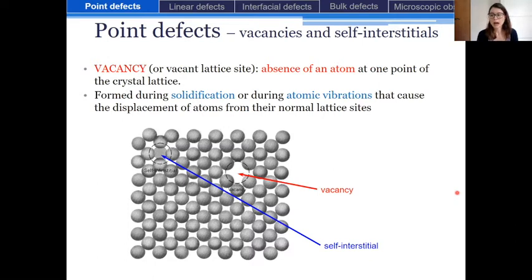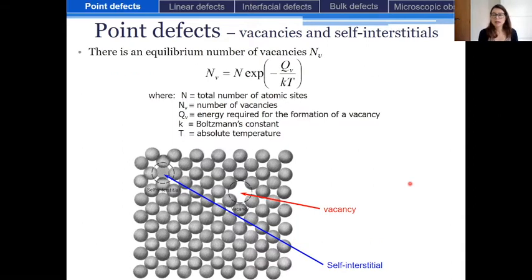So it is formed either during solidification of the material, or during atomic vibrations that cause the displacement of atoms from their normal lattice sites. And so we can calculate the number of vacancies in a material. So here you have the equation. And as you can see, the number of vacancies is dependent on the temperature.